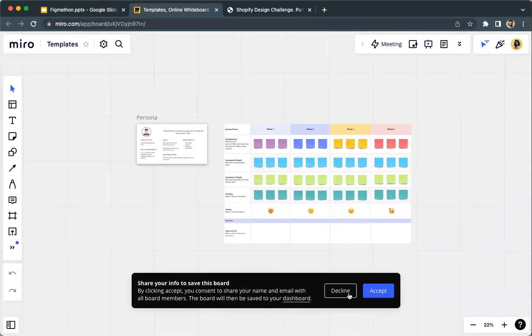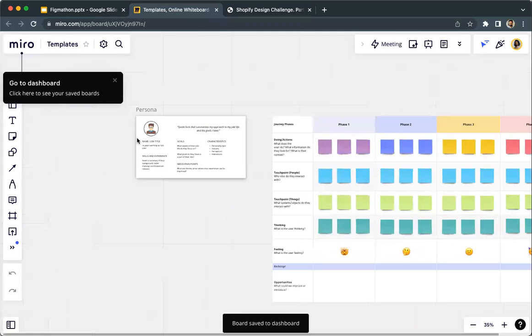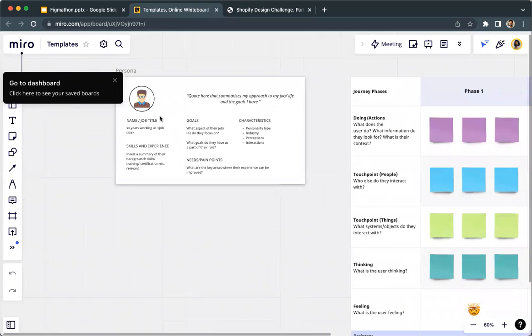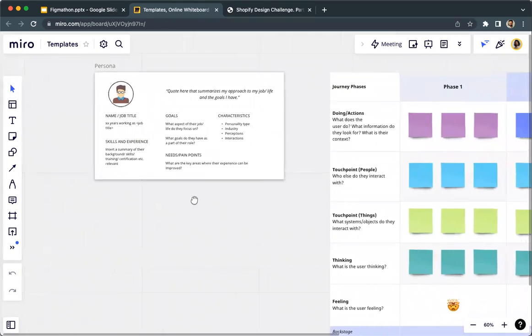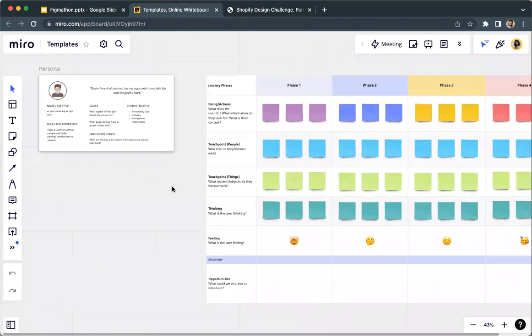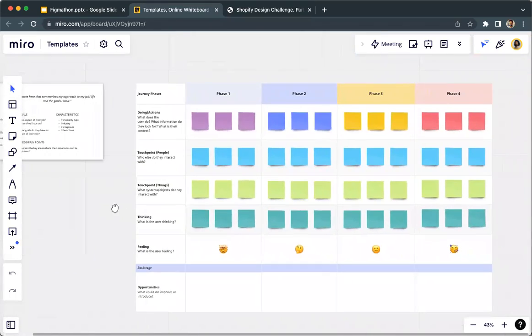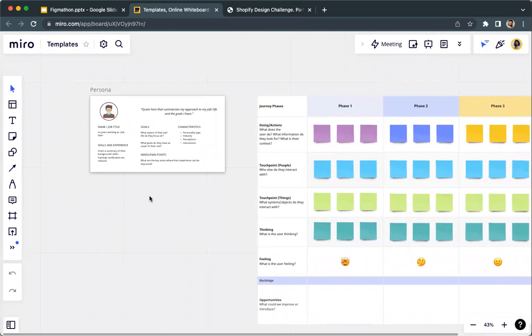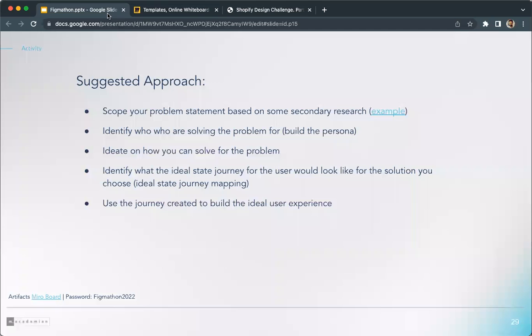What you can do, because building these templates can be time consuming, is literally go to this board, copy this, or create something like this, either in Figma or again Miro, whichever you feel comfortable with, so that you don't have to spend time building a template, rather than just filling it up during a hackathon. But yeah, that's pretty much it.